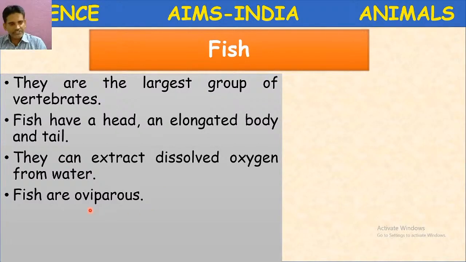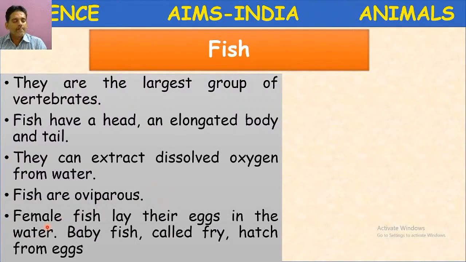Fish are oviparous. Oviparous means lay eggs. They reproduce by laying eggs. Female fish lay their eggs in the water. The baby fish called fry hatch from eggs. Here also the parental care is less. The female fish lay the eggs, the baby fish come out. They are called fry by hatching from the eggs.